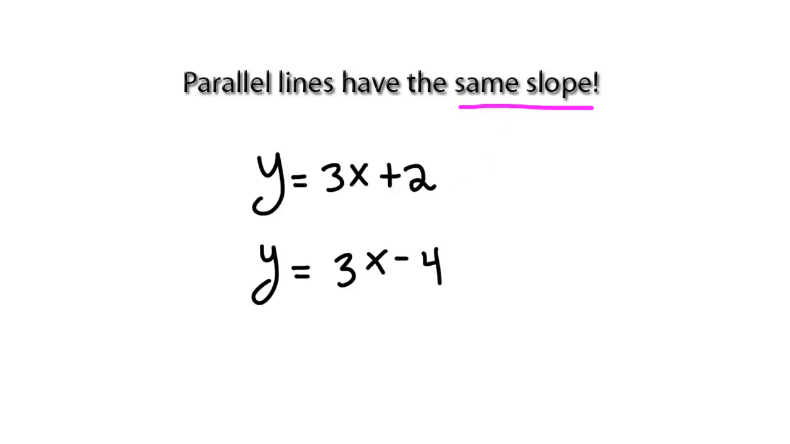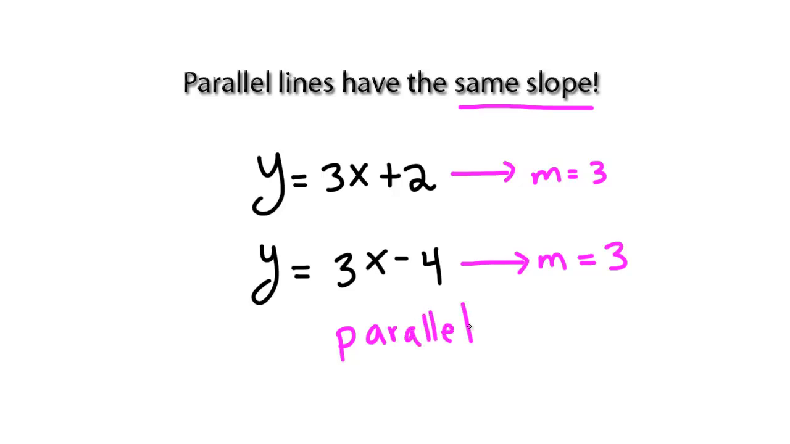Right? So from the look of it, we know that the slope for the first equation, the m, is 3, and the slope for the second equation, the m, is also 3. So when we have two lines or two equations with the same slope, then we know that they are parallel to each other, which means that the lines will never cross. Okay?